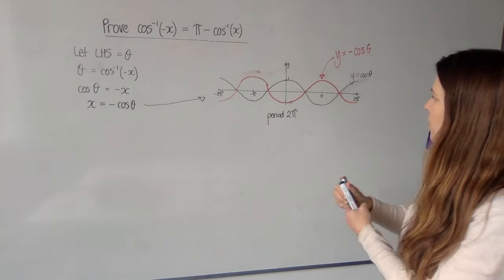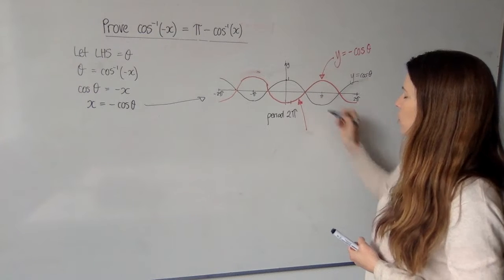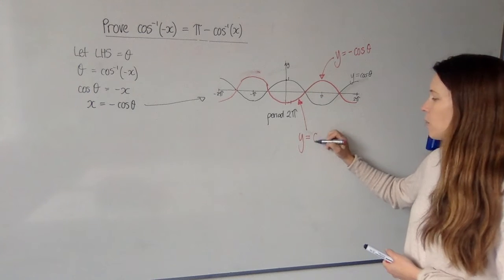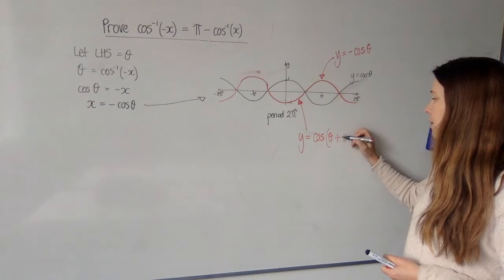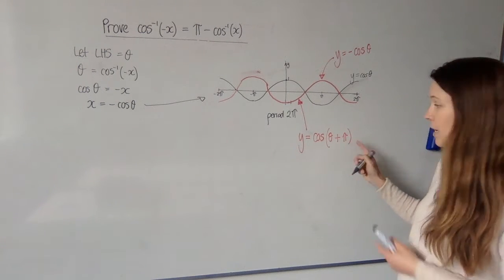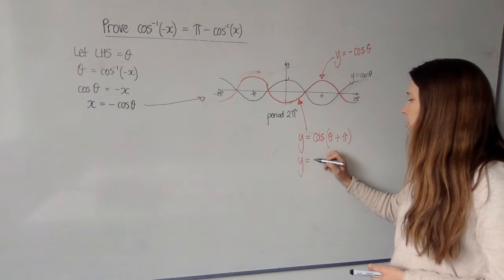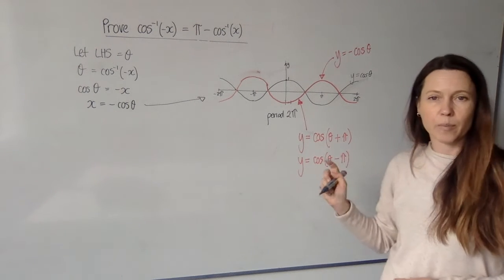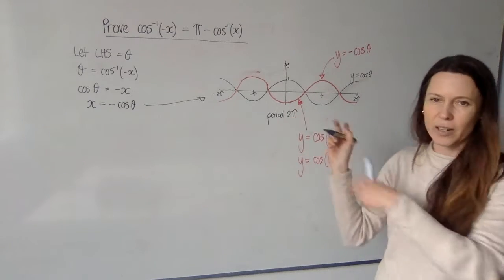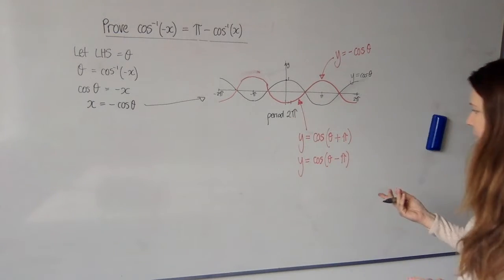So in other words, this red curve here could also be called y equals cos of not theta, but theta plus pi. If I've slid it pi units to the left, I could also call it y equals cos theta minus pi if I slid it pi units to the right, because we can see that going left or right pi units is going to amount to the same thing.